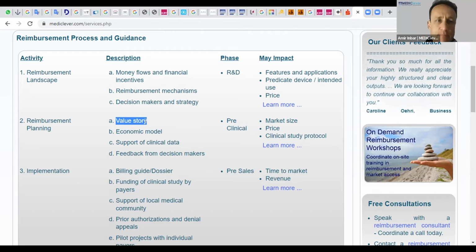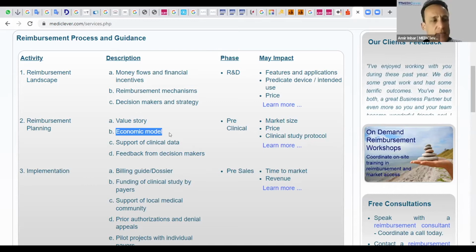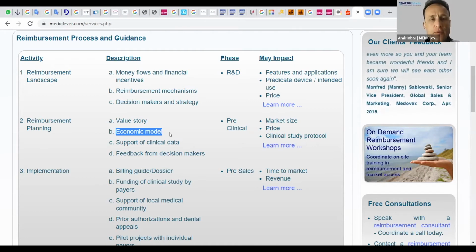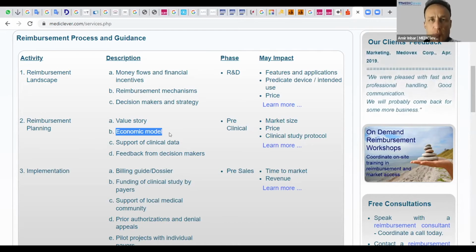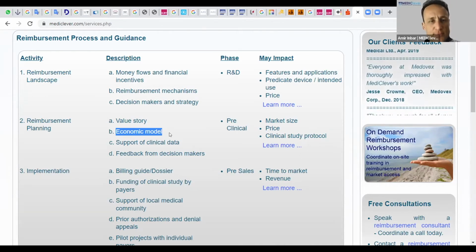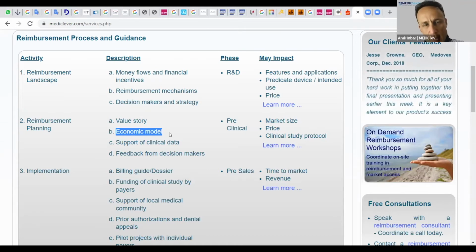Based on this value story, we devise an economic model that not only quantifies the estimated economic benefit, but also allows you to conduct some sort of a sensitivity analysis, see what features or aspects of the product would be more important to support with evidence, or even help you to optimally price your product so that it would still be considered an economic benefit from the decision maker's perspective, while you're not pricing it too low.